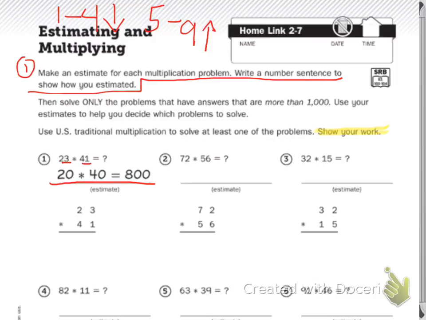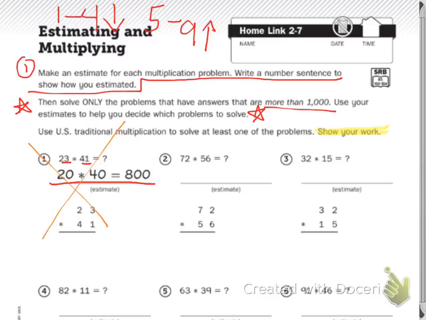Because sometimes we make a mistake and it's just a simple math error. If we don't see your work, we can't give you credit for it. So my first one, it says, then solve only the problems that have answers that are more than 1,000. So our key word that I'm underlining in green is more than 1,000. Is 800 more than 1,000? No, so I don't have to solve that one. I'm going to cross it right out so I don't get confused.